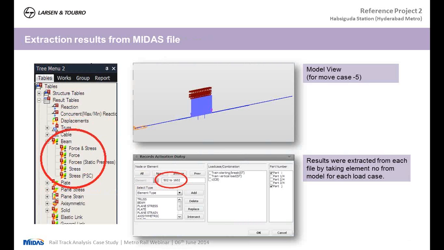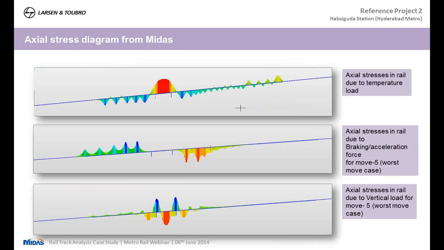Again, element numbers of rail elements were noted from the model and results of axial stresses were extracted for all the 12 move cases. Move 5 was the worst move case, and these are the axial stress diagrams for the same. Again, the first one is for axial stress in rail due to temperature load. The second one is for axial stresses in rail due to braking and acceleration force. And the third one is for axial stresses in rail due to vertical load.